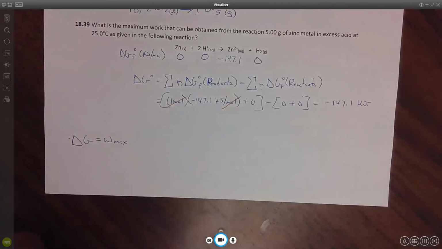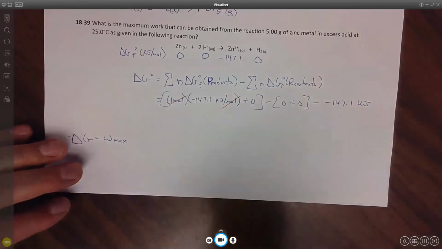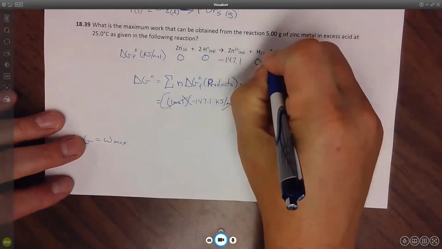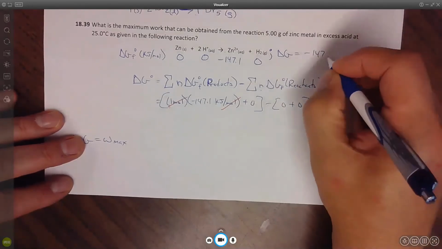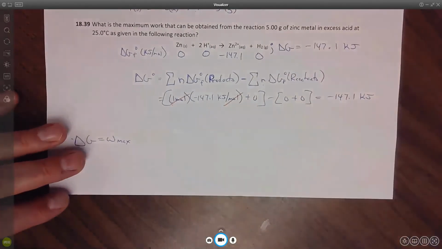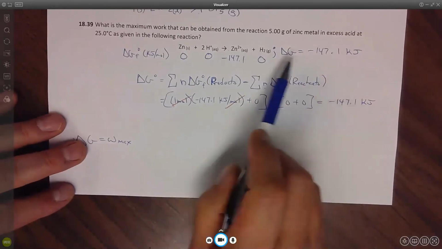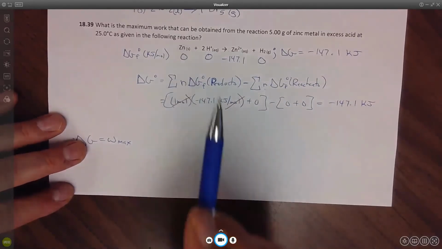We have to write the balanced thermochemical equation so that we can relate energy to the coefficients in that reaction, right? How do I write a balanced thermochemical equation? I simply add this thermodynamic value to the end: del G equals negative 147.1 kilojoules. Now I can relate that energy to the number of moles of any of my products or reactants.